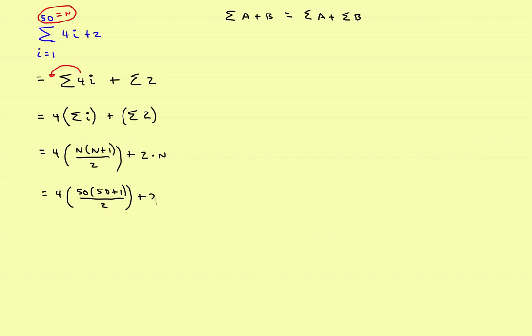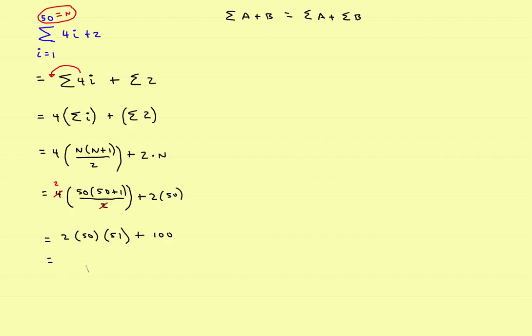plus 2 times 50. Something I like to do on these is anytime you get a chance to cancel something out, go ahead and cancel it out. So in this case, 2 will go into 4, so you can cancel out the 2 goes into 4 and leaves you with a 2 up here. So if you get a chance to simplify something, go ahead and simplify it as early as you can. What that's going to give you would be 2 times 50 times 51 plus, and 2 times 50 would be 100.